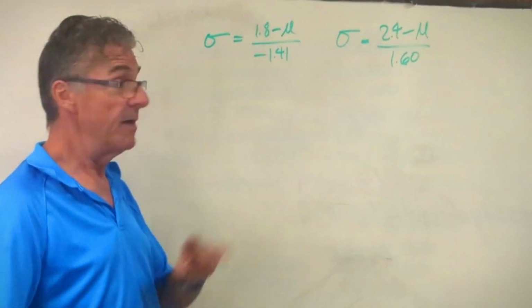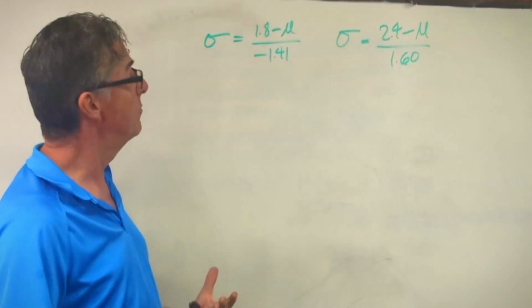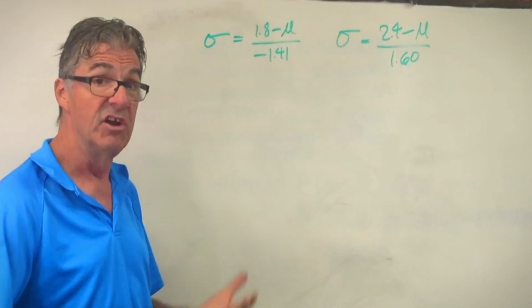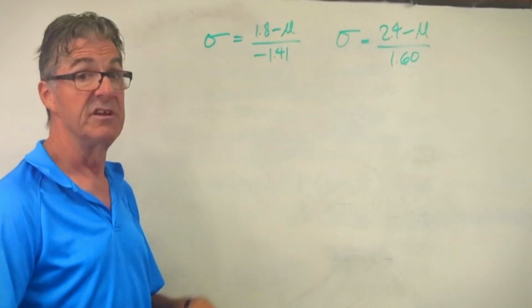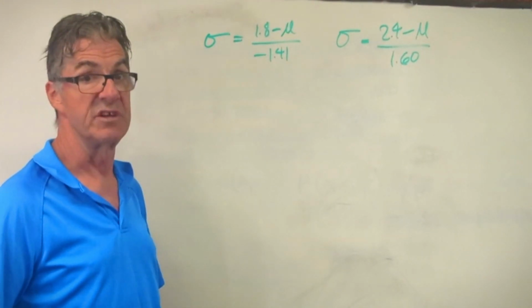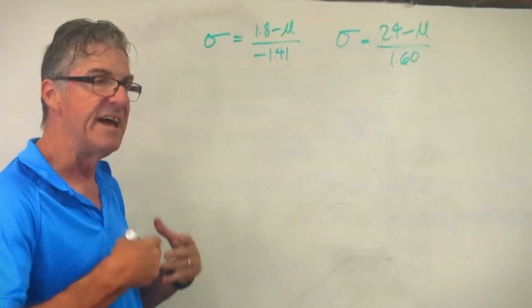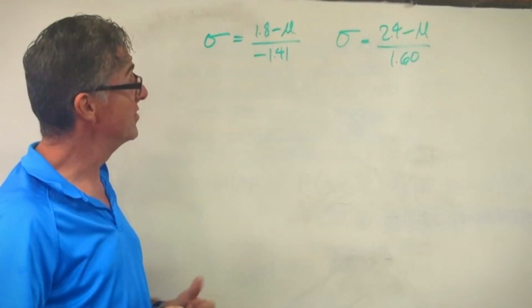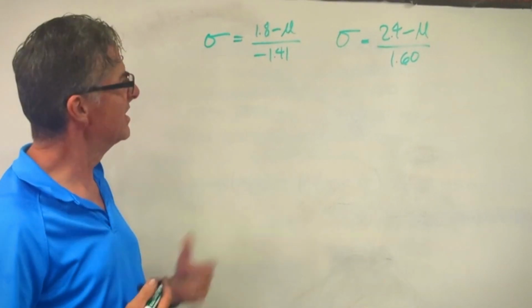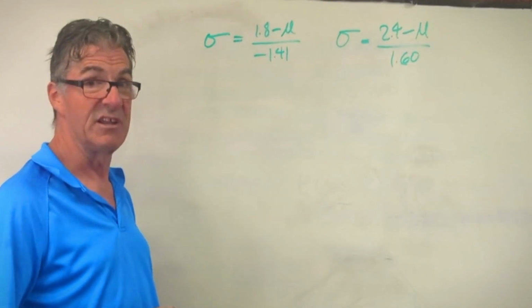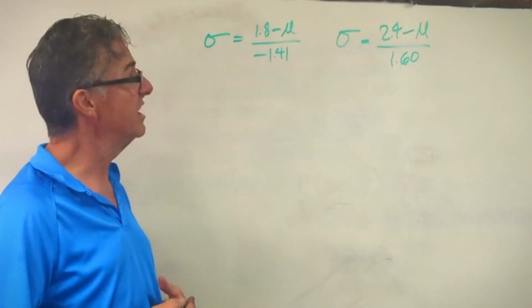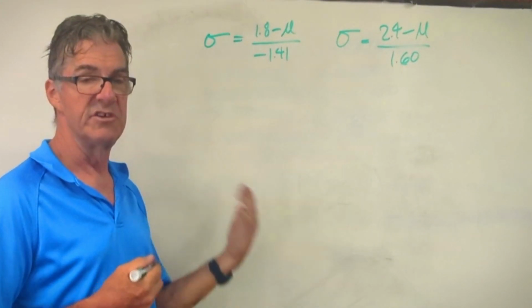The alternative, I'm going to do this algebraically, but you could also put these into your calculator and find the point of intersection, and that would also give you your solution. In fact, that's a better way in that it's error-free as long as you enter your equations correctly. These are linear, so there's no curves, it's going to be straight lines. And they're going to meet somewhere, and that's going to give you your mu and your sigma.